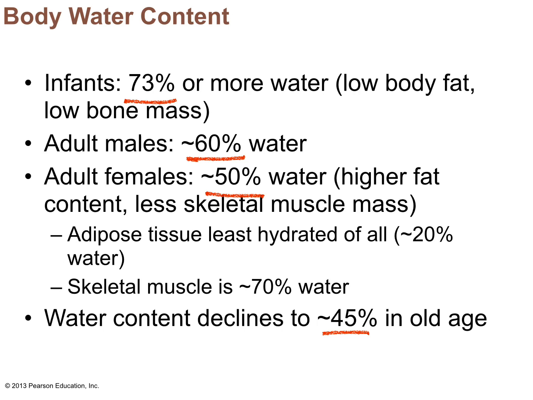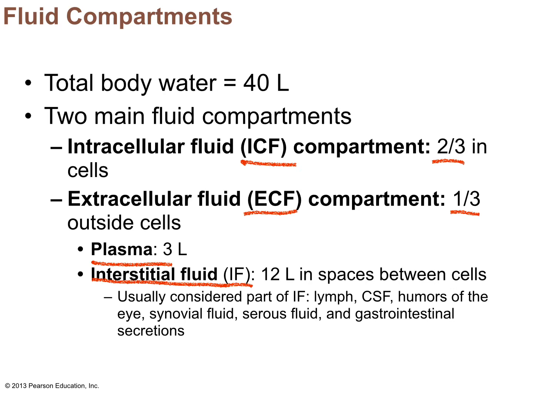As you age, your body water declines. It's about 45% in old age. When we look at the total water in the body, a lot of people would think, well, most of the water's in your blood, right? Well, actually, most of the water is in your cells. The intracellular fluid makes up 2/3 of all your body's water. And then your plasma, which is your blood fluid, your interstitial fluid, and a number of other fluids make up your extracellular fluid, which is all together about 1/3. Some other fluids are like the lymph, the cerebrospinal fluid, fluid in the eyes, things like that.